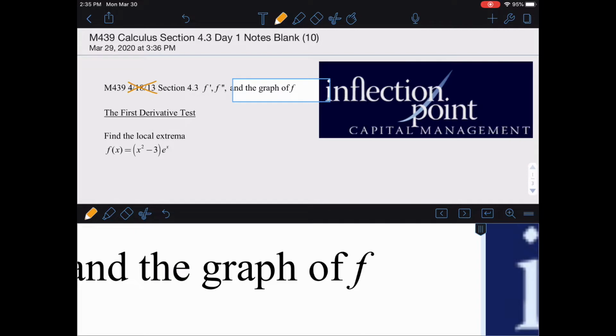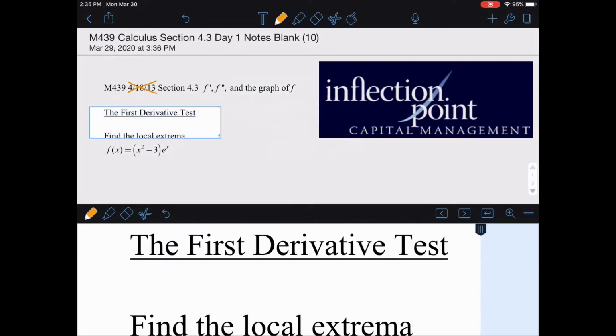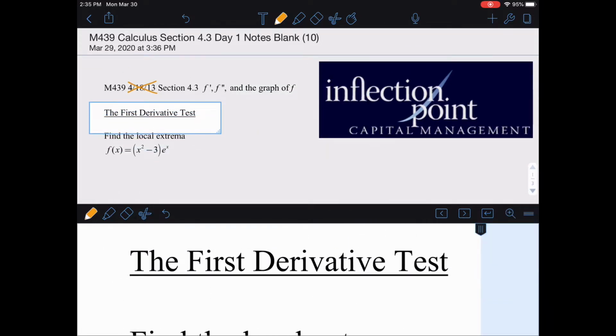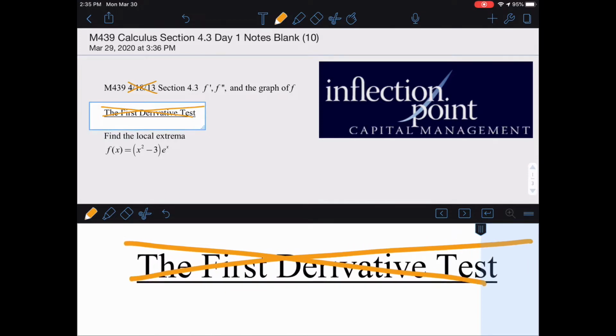So the first thing that's in this section is the first derivative test, but seeing as we've already talked about the first derivative test, we're going to skip that, right? We know we use the first derivative test to find local maxes and local mins. We can also use it to determine where the function is increasing and decreasing, right? So that's everything that the first derivative of a function can tell us about that function, right?